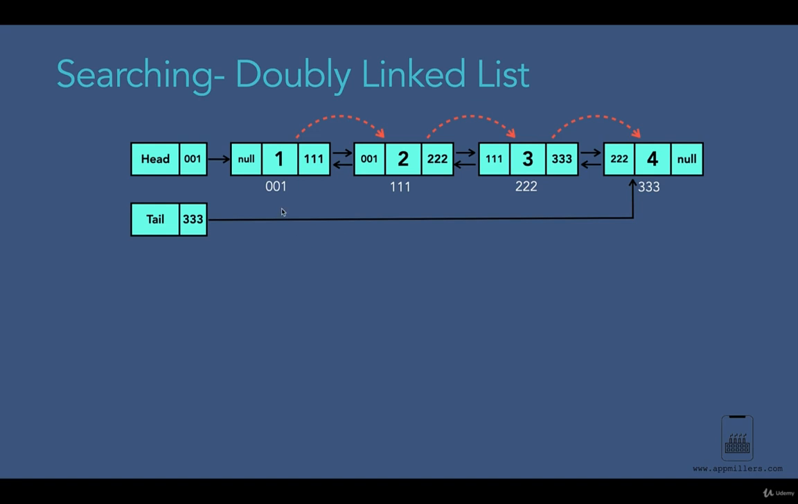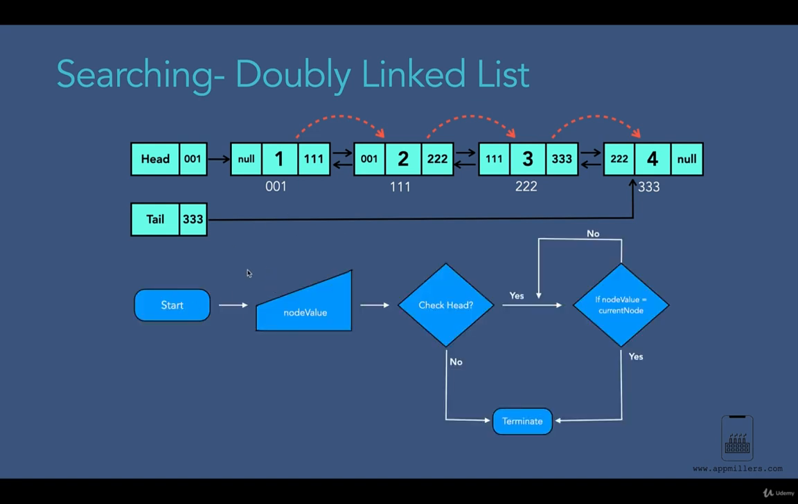Now let's see what the algorithm of this searching looks like. Our algorithm starts by taking the node value. This is the node value that we are going to look for. Then the first thing that we do is check whether head is equal to null. This means that our double linked list does not exist, so we terminate our algorithm here. Otherwise, we continue visiting all nodes. While we are visiting them, we will have an if condition like this.